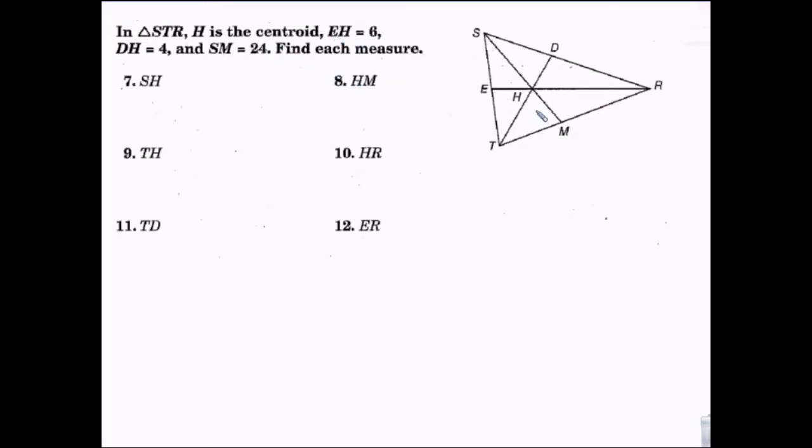STR, so H is a centroid. EH, that's this length here, is 6. I'm going to do it in blue this time. DH is 4, that's this length right here. And SM, that's the whole thing, is 24. So why don't you guys try these really quickly and then we'll go over them together.